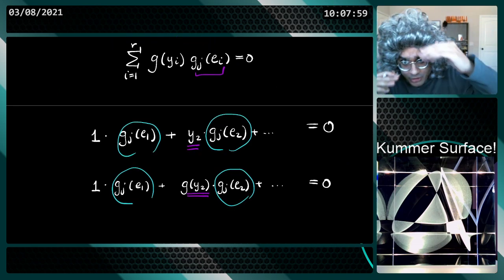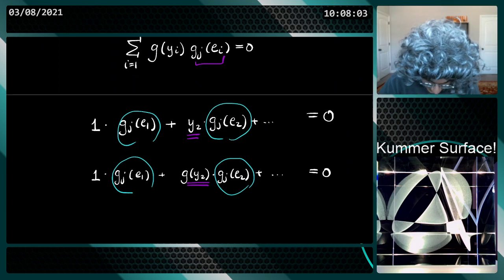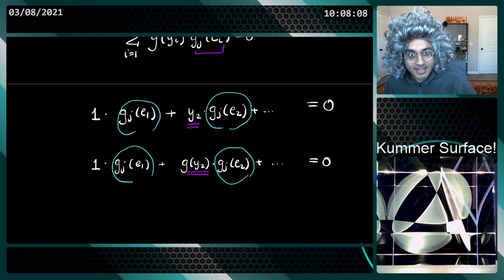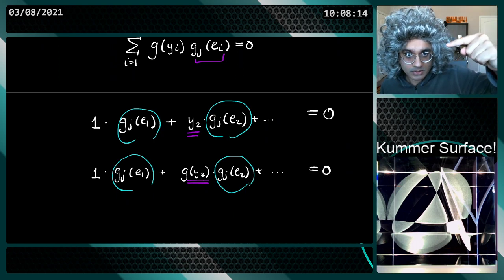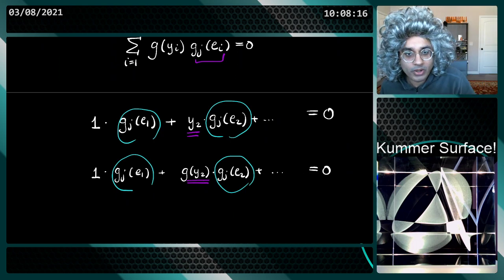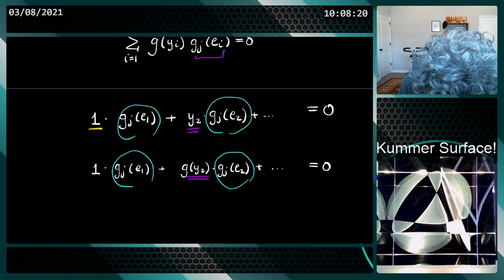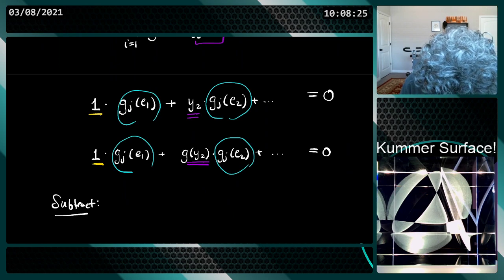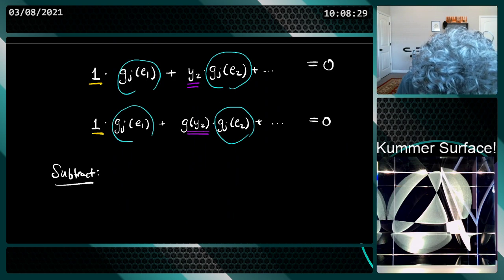Now you do row reduction to this pair of rows. So you take g of y2 times the top row. No, just subtract the rows. What am I doing? Subtract the rows. And you get y2 minus g of y2.